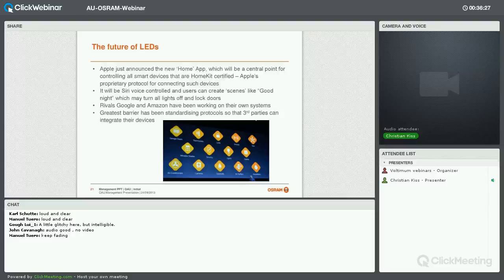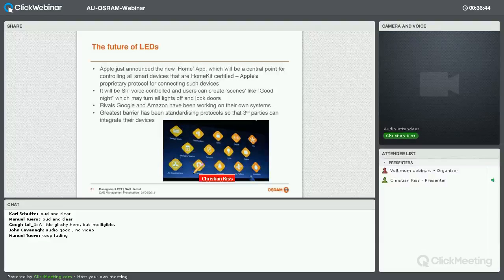It'll be Siri voice controlled, and users can create scenes like "Good night," for example, where you can speak, and if you set it up in such a way, you can have all the lights turn off and your front door and back doors or whatever lock up, as well as other smart things.